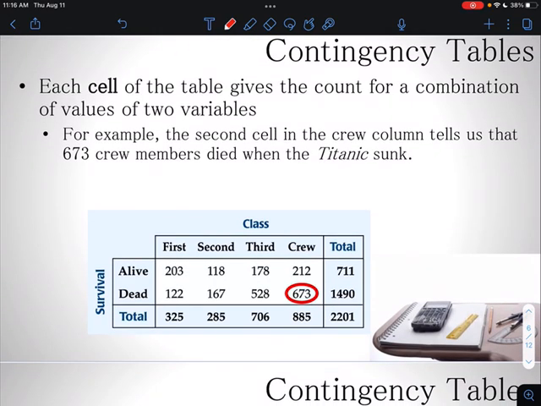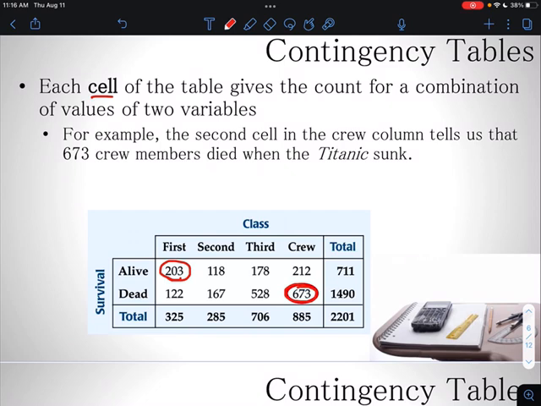The other thing, when we look at two-way tables, is that we said we're combining two variables together. And so the table tells us how those two variables interact. So each cell of the table gives us a count for the combination of values of two variables. So as you can see here circled in red, 673 represents the total number of crew members that did not survive the Titanic sinking. Or over here, we see that of the first class passengers, 203 survived.